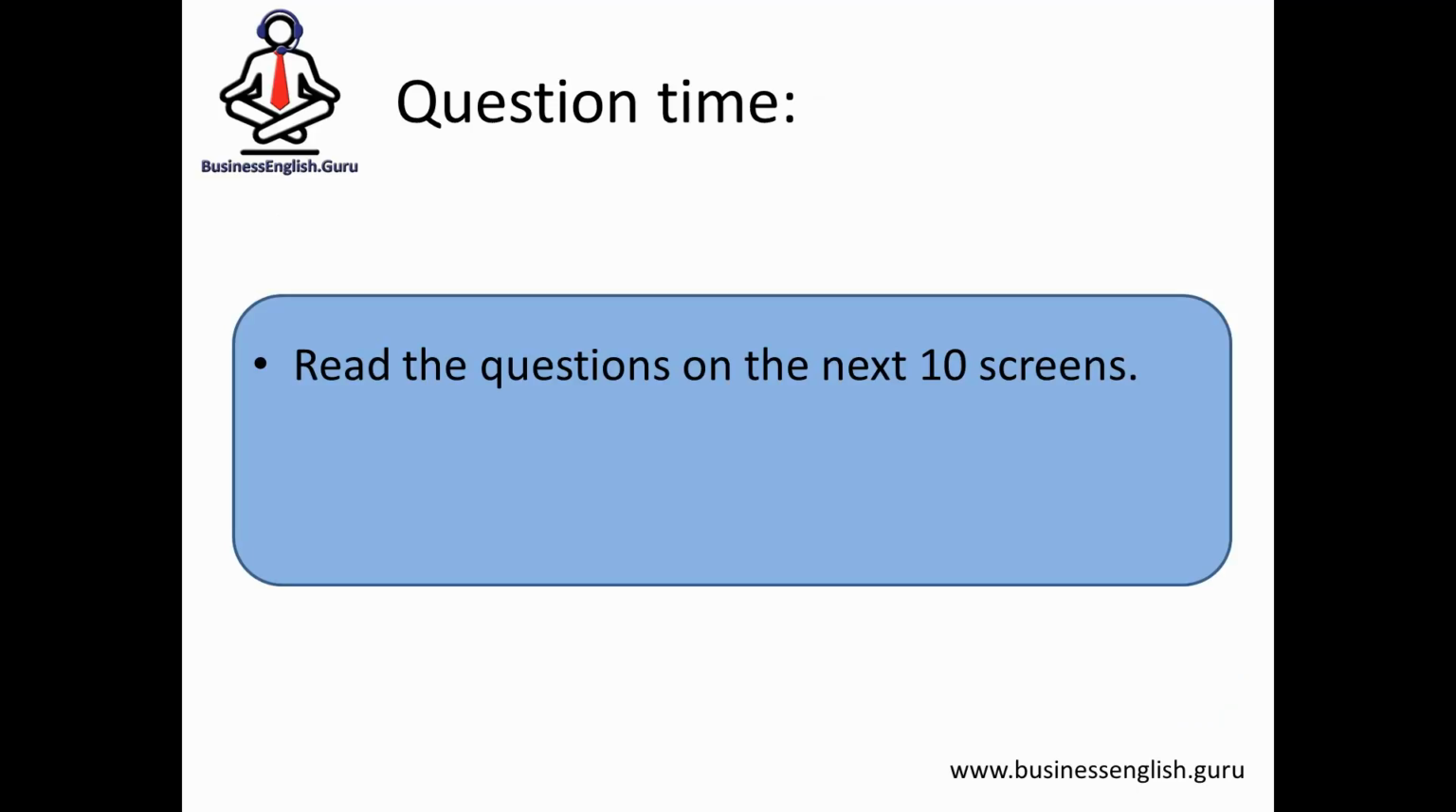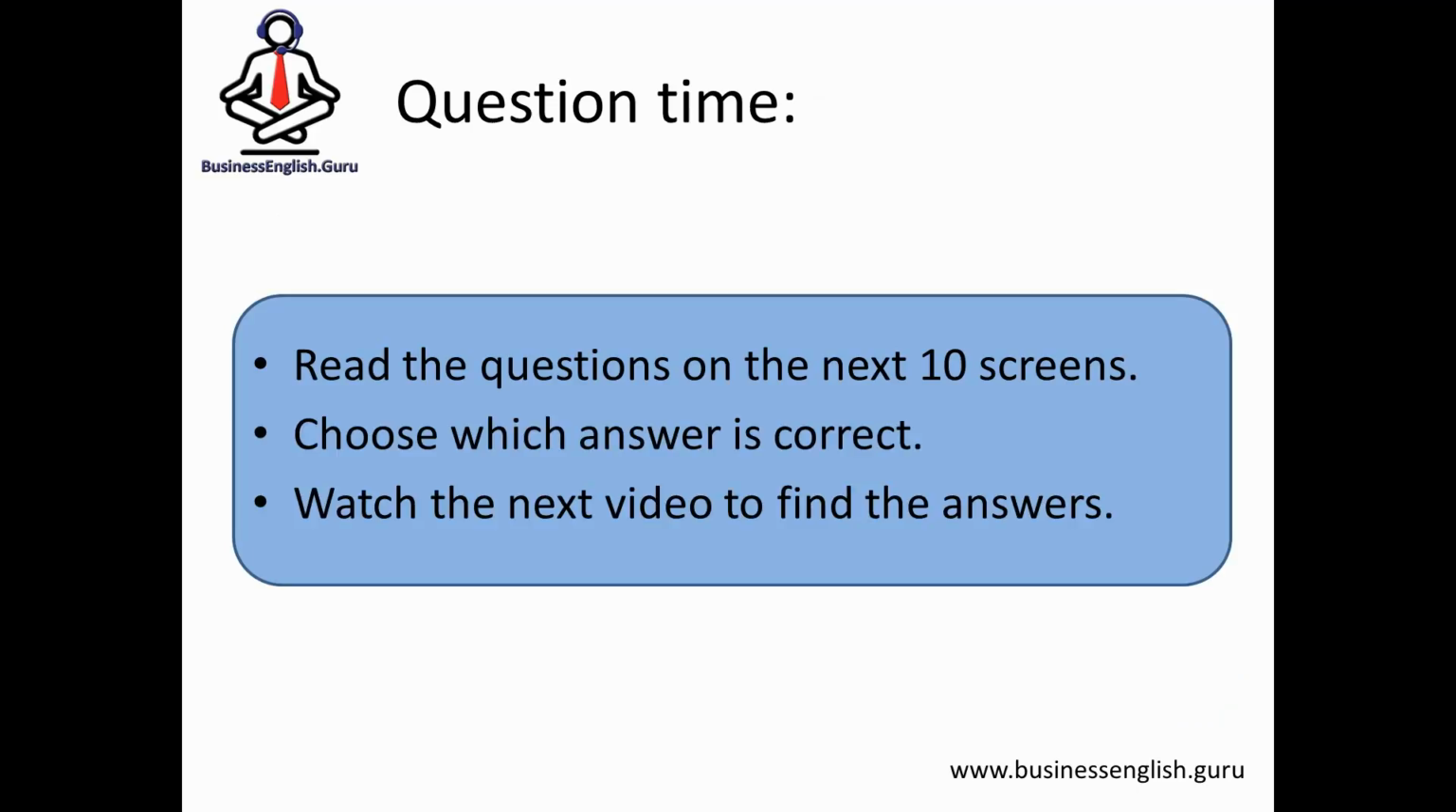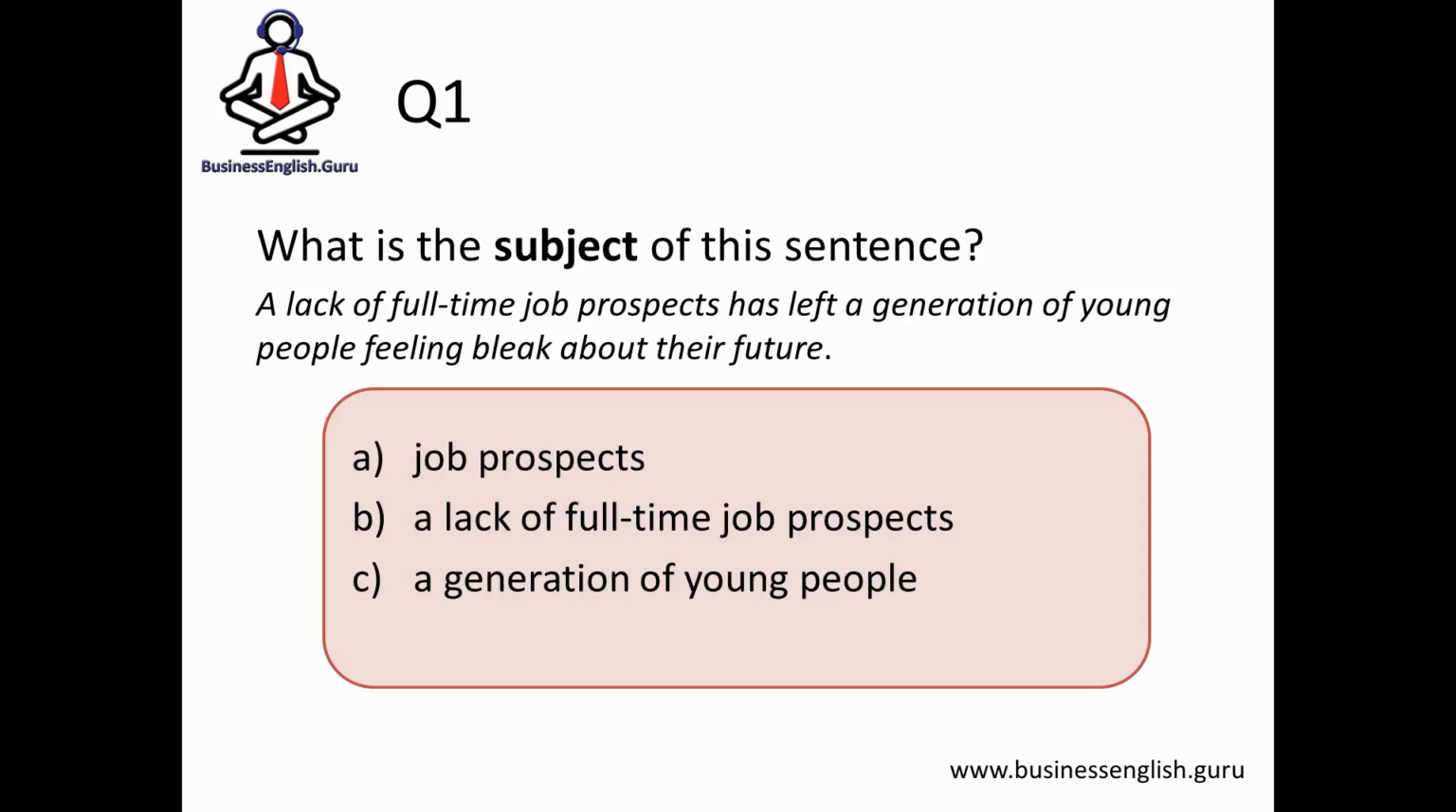As with previous slides, just read the questions on the next 10 screens, choose the answer that is correct, and watch the next video to find out if you have them right. Ready? Question 1. What is the subject of this sentence? A lack of full-time job prospects has left a generation of young people feeling bleak about their future.